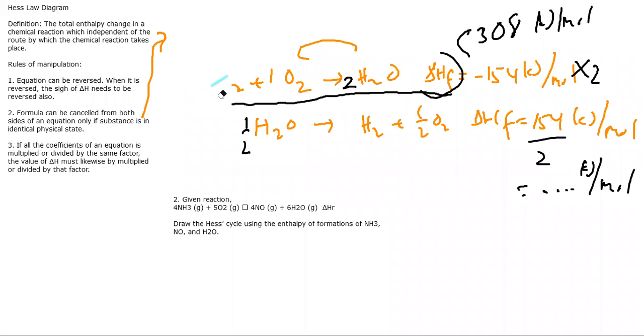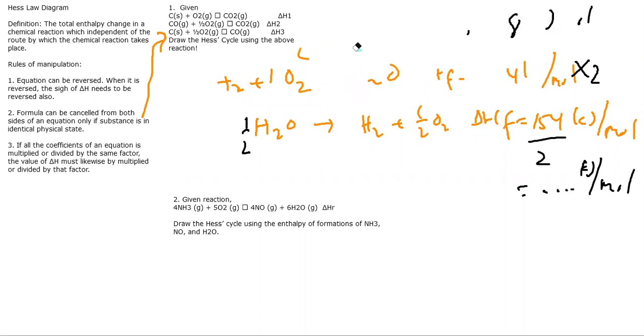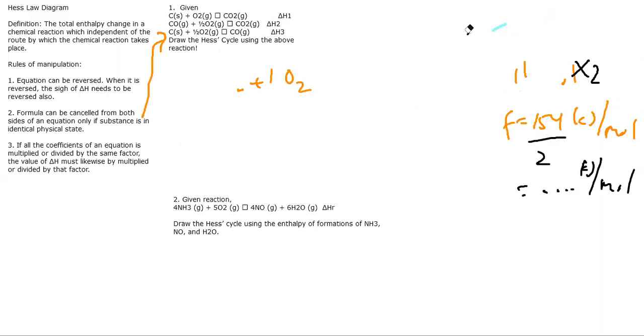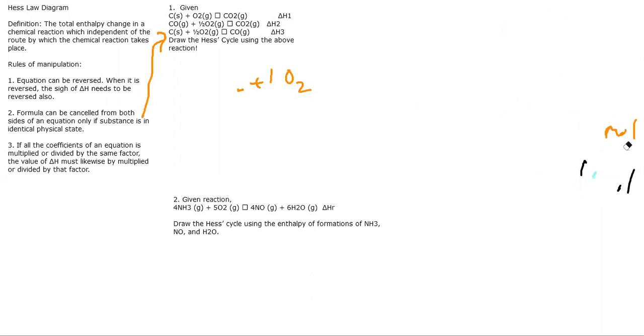Okay, let's do question number 1 here. You have C plus O2 to give CO2, and the value is delta H1. Then you have CO plus half O2 to give CO2, which is delta H2. And then you also have C plus half O2 to give CO. Sorry for that, the arrow, then it becomes delta H3.